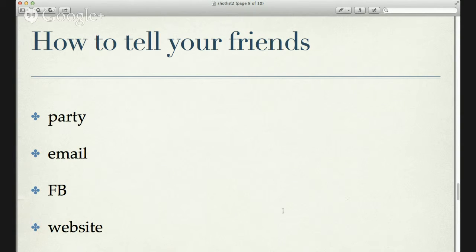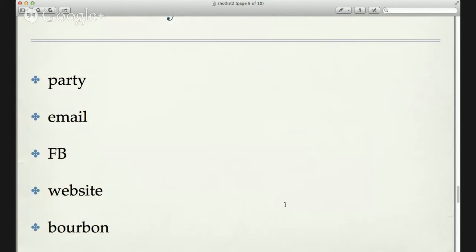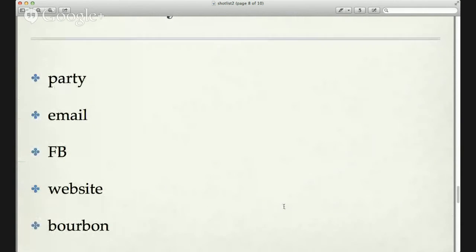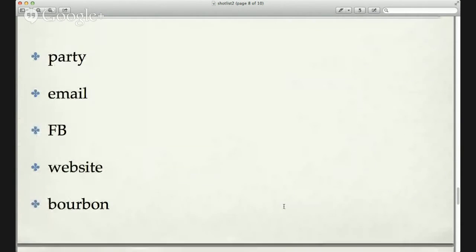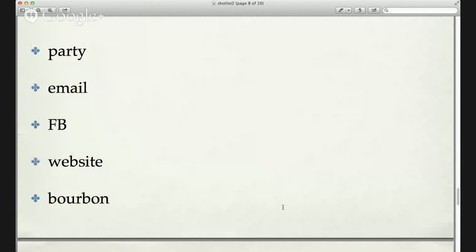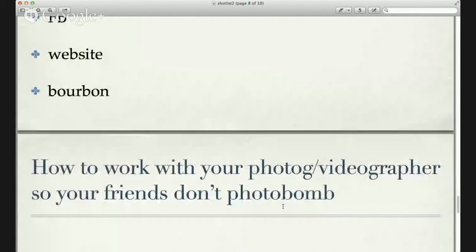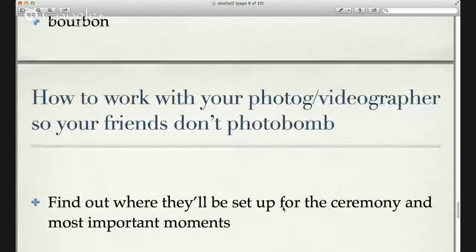Another way to tell your friends that you want to get their photos and videos is by email. And that's super convenient too, because you can put the links right into your project in the email. Of course, on Facebook and also on wedding websites, because you can also put up your finished video on there as well. And bourbon, I often recommend plying your friends with alcohol and then asking them for their photos and videos.